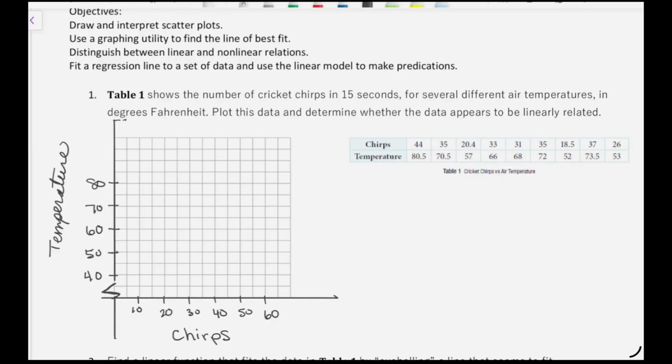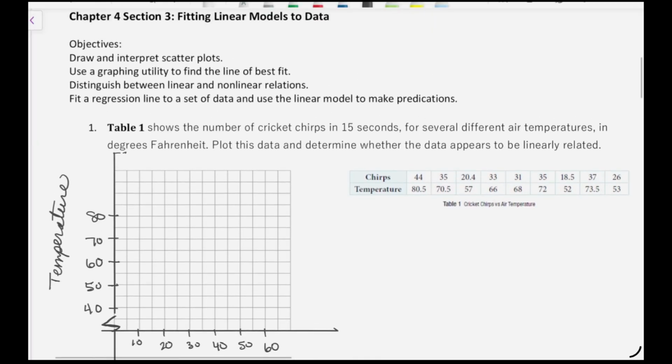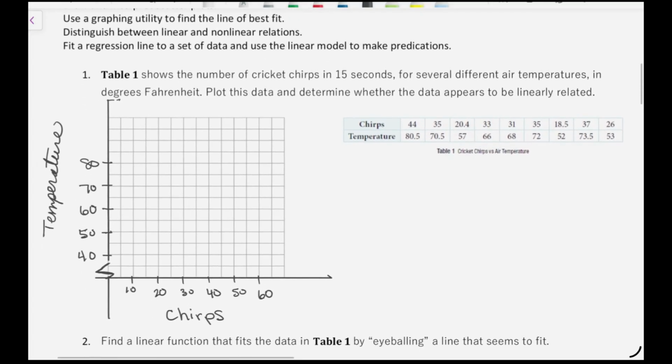We are looking at fitting linear models to data. Let's just jump right in. First example here, the table shows the number of cricket chirps in 15 seconds for several different air temperatures in degrees Fahrenheit. Plot this data and determine whether the data appears to be linearly related.